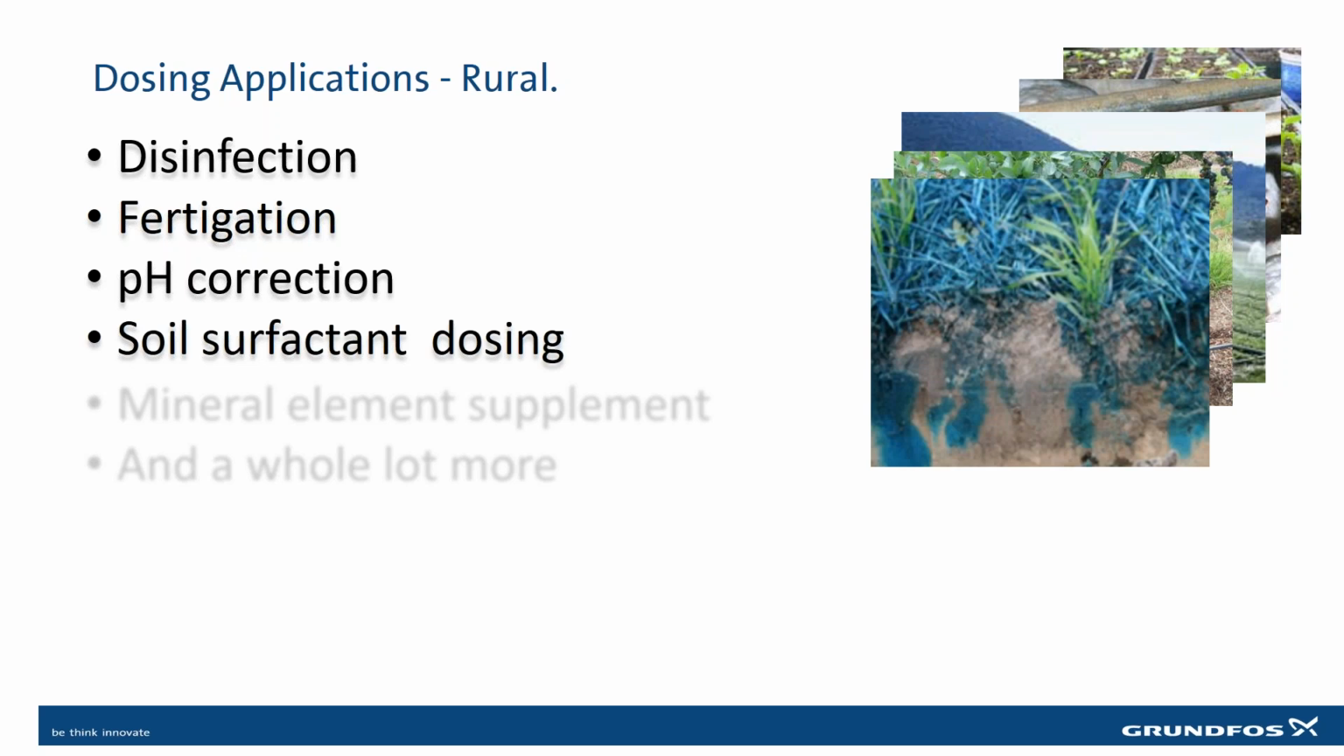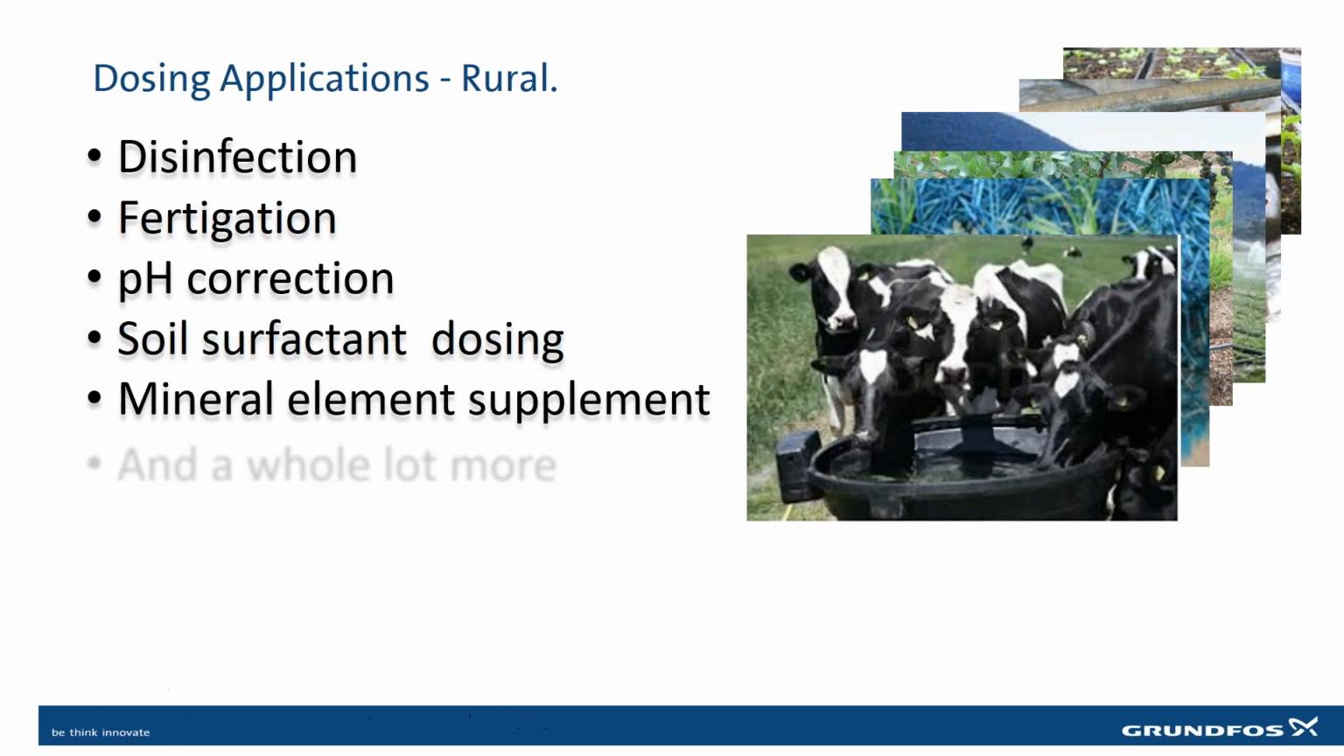Soil surfactants, making sure the water penetrates into the soil. So soil surfactants can be put on through an irrigation system through dosing. Mineral supplements, used a lot in New Zealand in the dairy industry. Keep the cows fit and healthy, I guess, and things like that. And of course, a whole lot more. There's many different applications for dosing.